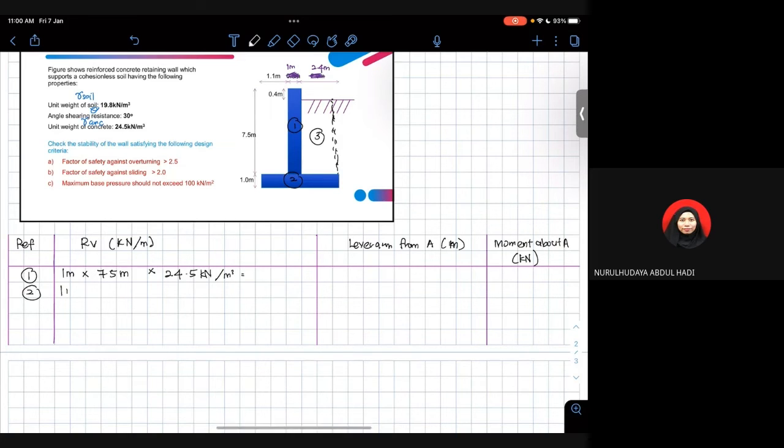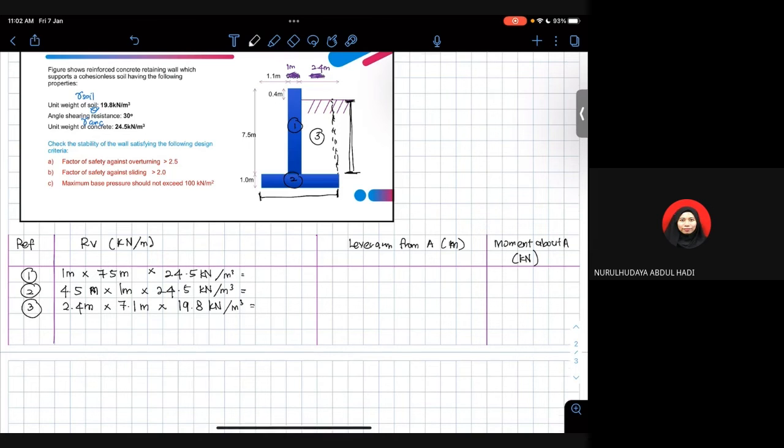Number 2. Dia punya lebar ni kira berapa? 1.1 campur 2.4 tu. 4.5. And for number 3, ini adalah soil. Kira juga area dia sama je. 2.4 meter darab dengan soil ni punya height sajalah. 7.1 meter. Unit weight of soil, darab dia. Jangan darab dengan unit weight of concrete.